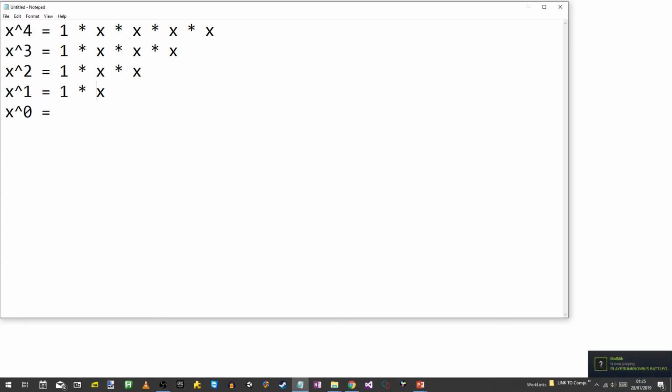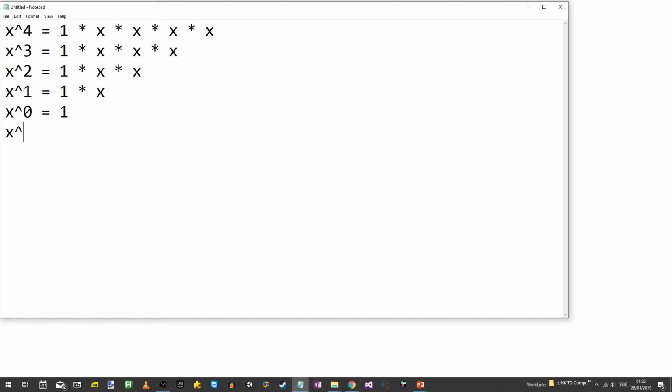And that's really what's going on. You can see each time the power goes down, we're removing an x. We're dividing by x each time the power goes down. So remove that, or divide by x, and you're just left with the 1. So anything to the power 0, with the possible exception of 0 itself, is 1.